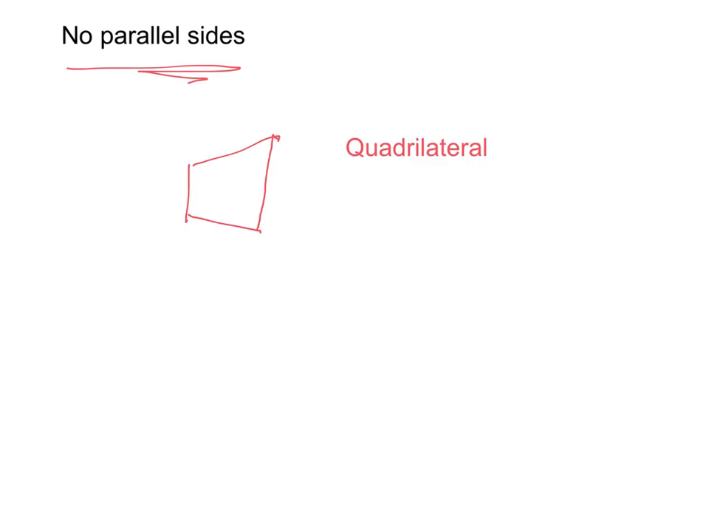One specific type of quadrilateral with no parallel sides is a kite, and that is a quadrilateral with two pairs of consecutive congruent sides. So a kite looks like this. Here we notice that this side is congruent to this one, and this side right here is congruent to this side. So those are two basic types of quadrilaterals that don't have any parallel sides. Let's move on to one set of parallel sides.